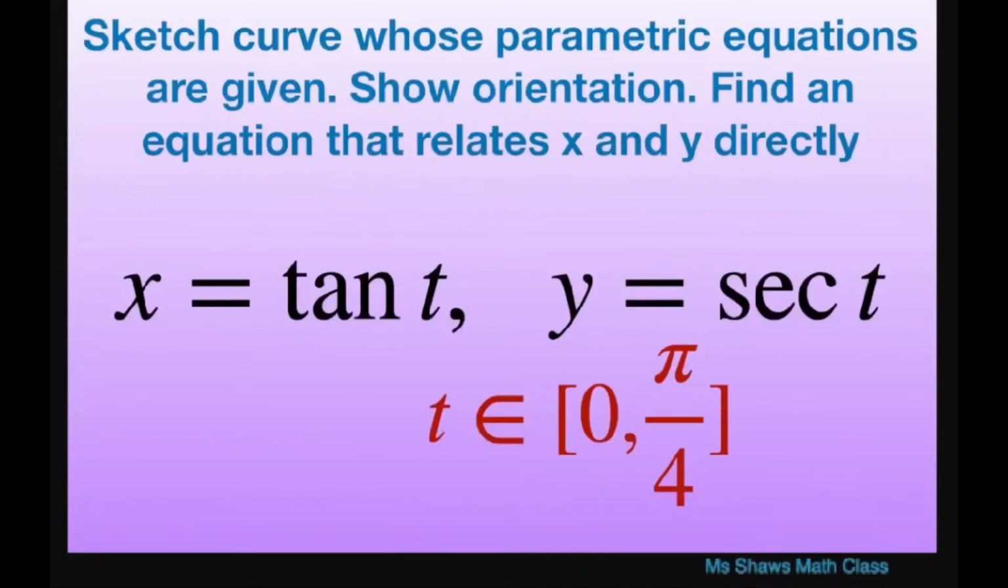We're going to sketch a curve whose parametric equations are given. x equals tan of t, y equals secant of t. Our t belongs in the interval 0 to pi divided by 4. We're going to show the orientation and find an equation that relates x and y directly.